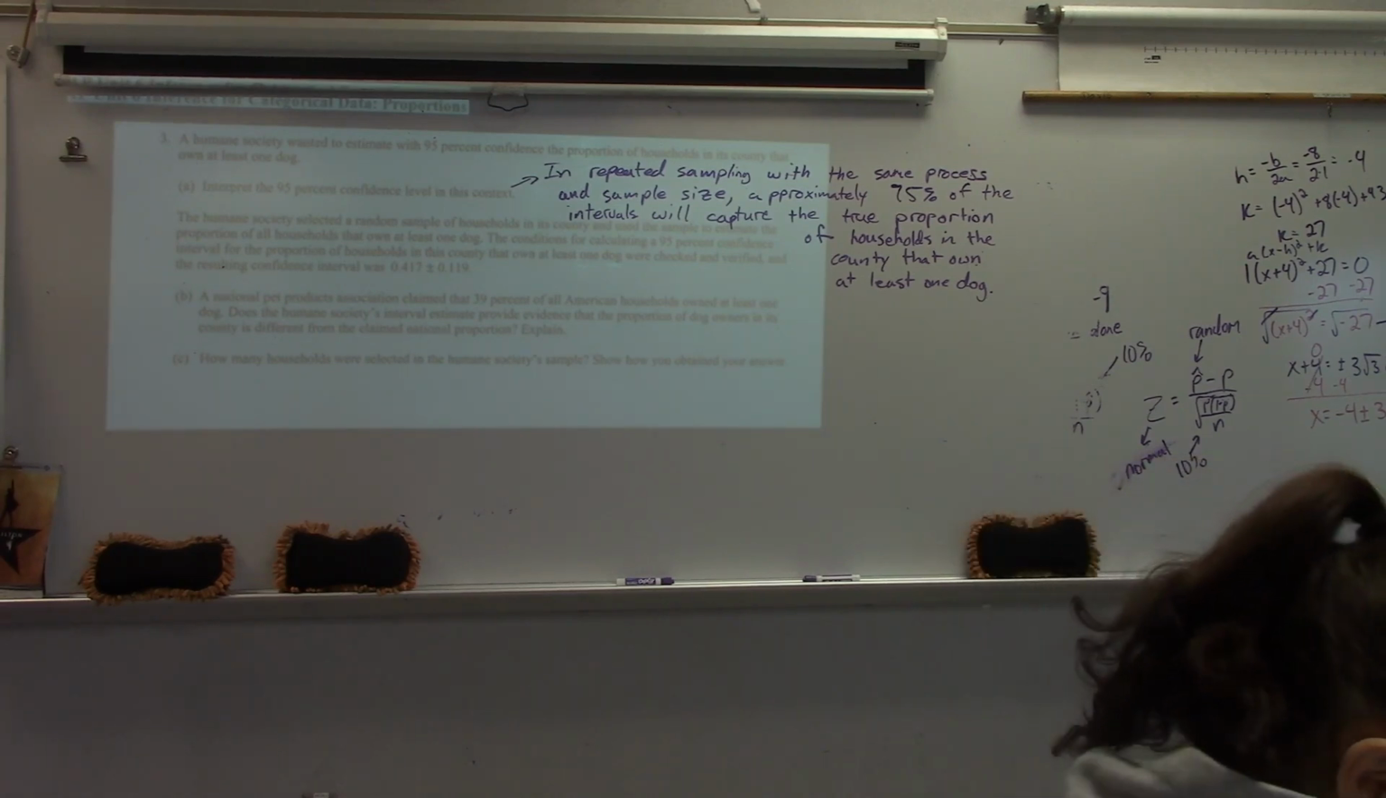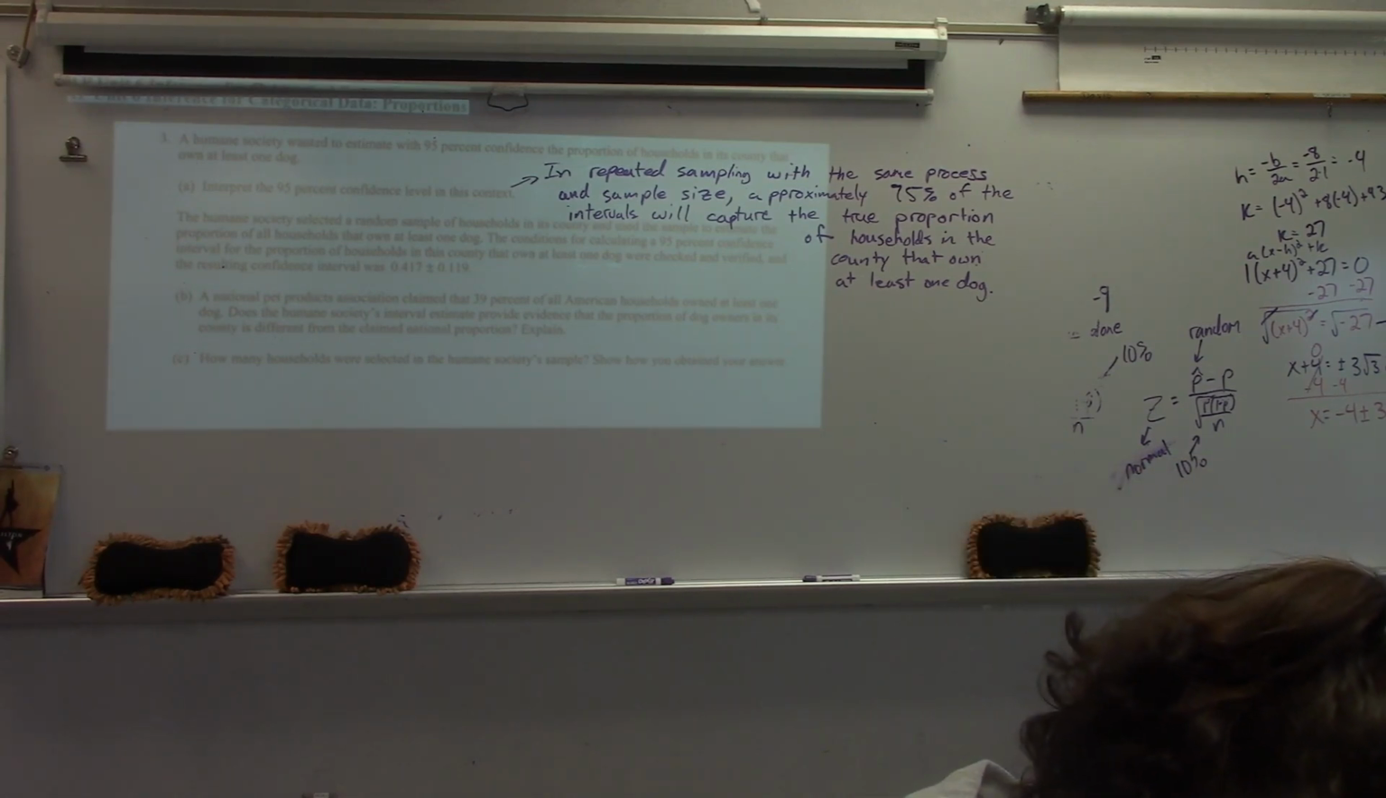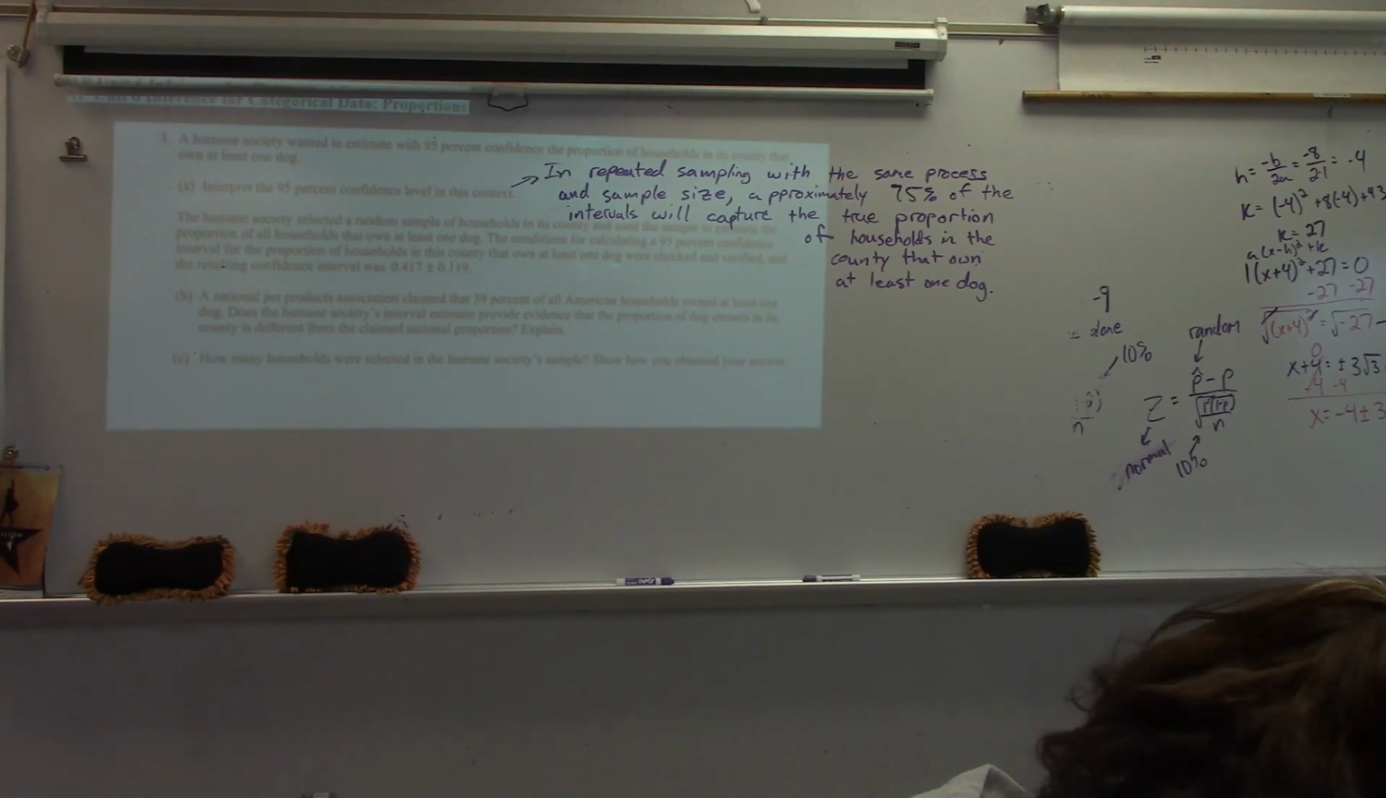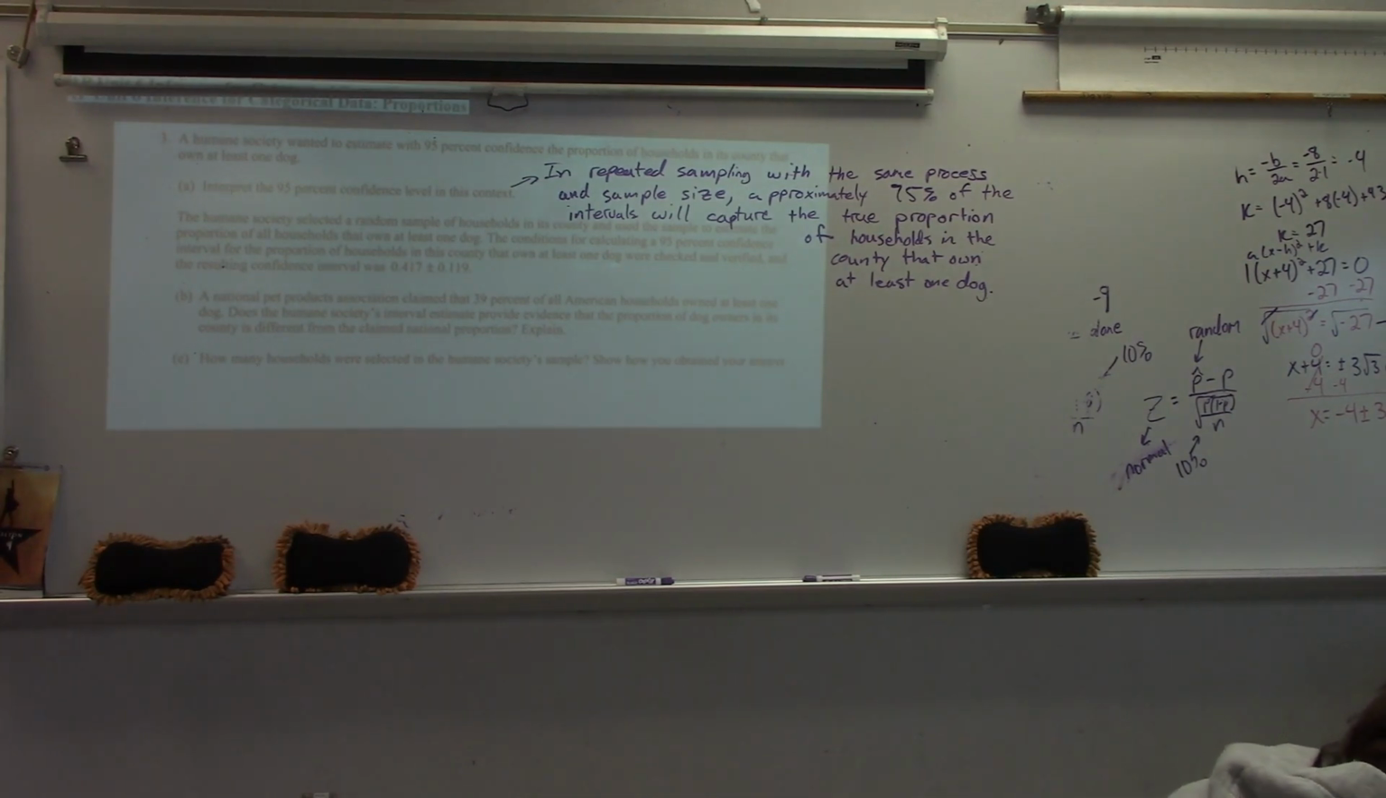Notice sometimes with confidence intervals, are they going to make you do the whole procedure? No, this one didn't, right? That's actually one of the reasons why it's a number 3 and not a 4 or a 5.